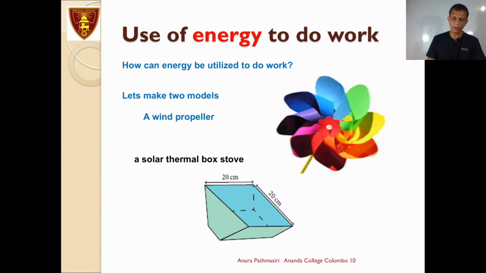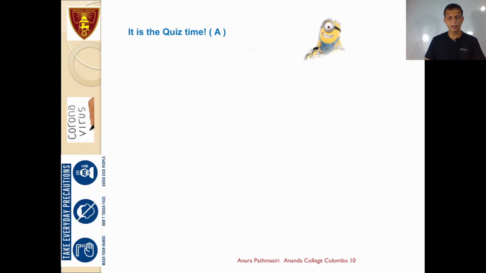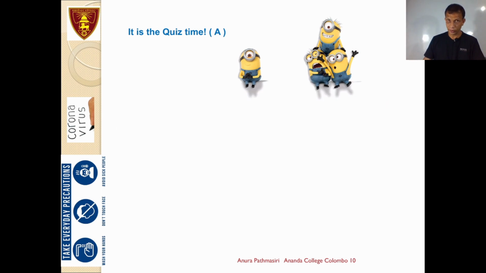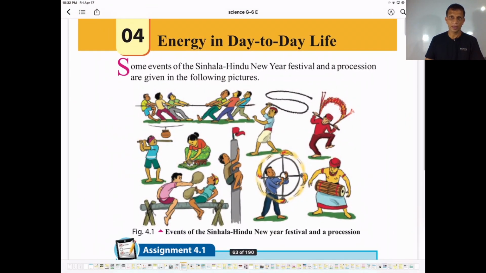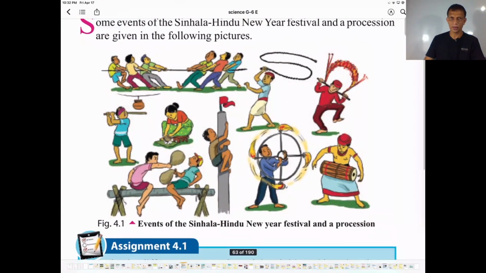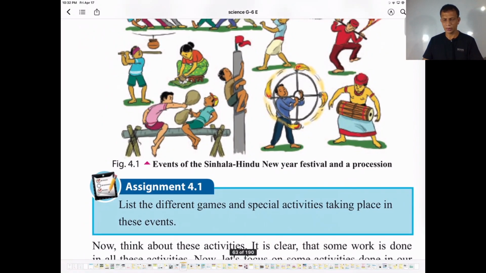Well, let's get into these activities, and it is quiz time. Actually, I have put some questions based on the activity. As I promised you, I want to show you your textbook. As we discussed up to now, energy in day-to-day life. Here you have the picture that the assignment is given, 4.1. List the different games and special activities taking place in these events.